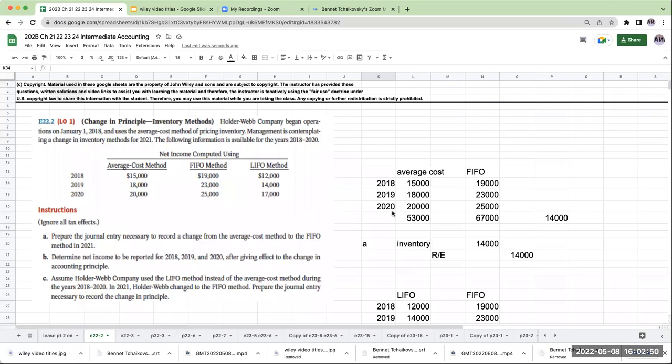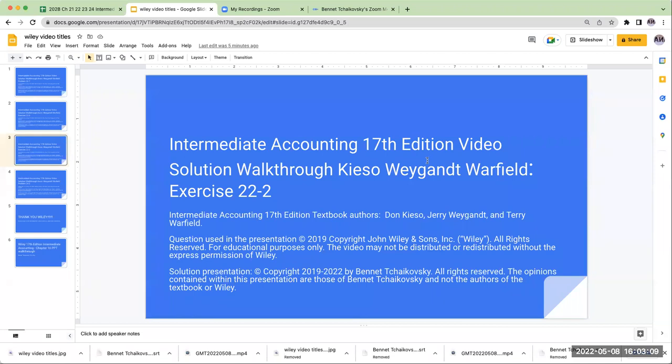And just remember, I think the purpose of this exercise is that if my net income is less, that means I expensed more, and the difference is going over to my inventory. So that was exercise 22-2.